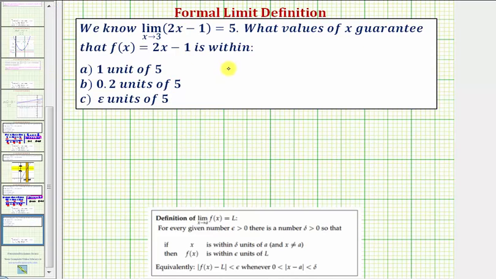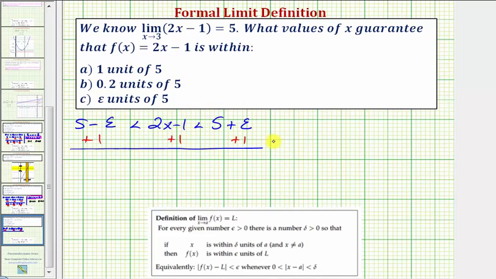So again, we'll set this up as a compound inequality. We want to know when the quantity 2x minus 1 is less than 5 plus epsilon and greater than 5 minus epsilon. So we'll begin to isolate x. So our first step will be to add 1. So we'd have 6 minus epsilon less than 2x less than 6 plus epsilon. And then we'll divide everything by 2. And we'll show some extra work here.